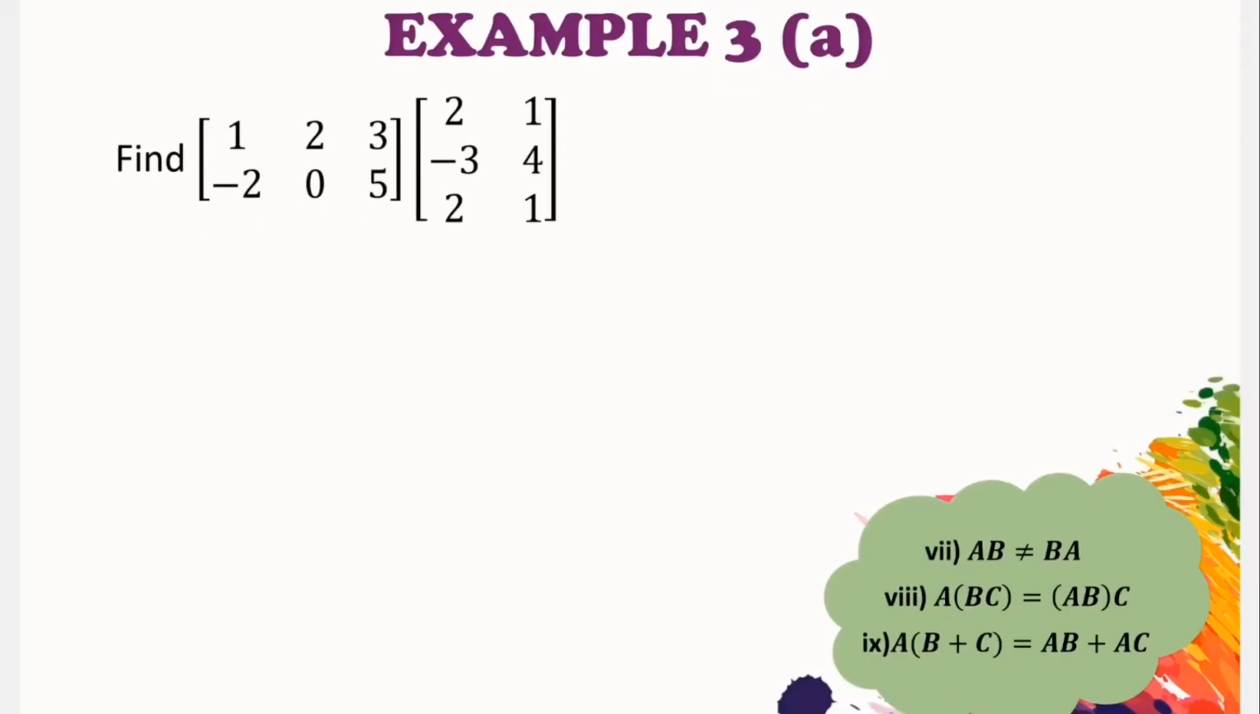Let's say I label this matrix as A and this matrix as B. Find the product AB. For matrix A, we check the order first. Matrix A is a 2 by 3 matrix and matrix B is a 3 by 2 matrix. So we already know that the result for AB will be a 2 by 2 matrix. Now let's try to do the operation.